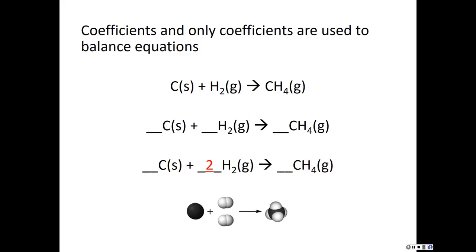A 2. That then is going to change this to 4 Cls, which then will balance out. 4 Cls go in, 4 Cls come out. 1 iron goes in, 1 iron comes out. 2 oxygens go in, 2 oxygens come out. That's a balanced equation. Good with that one?